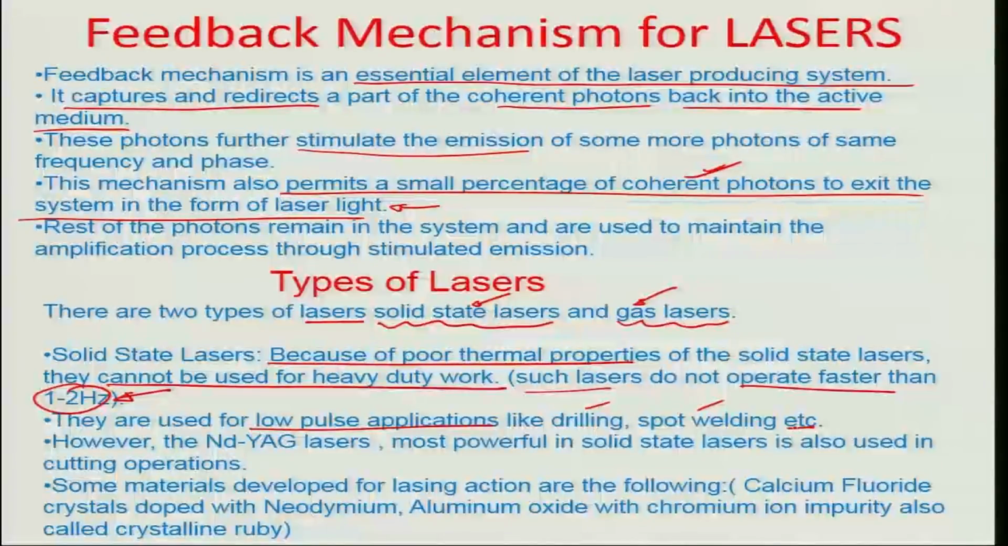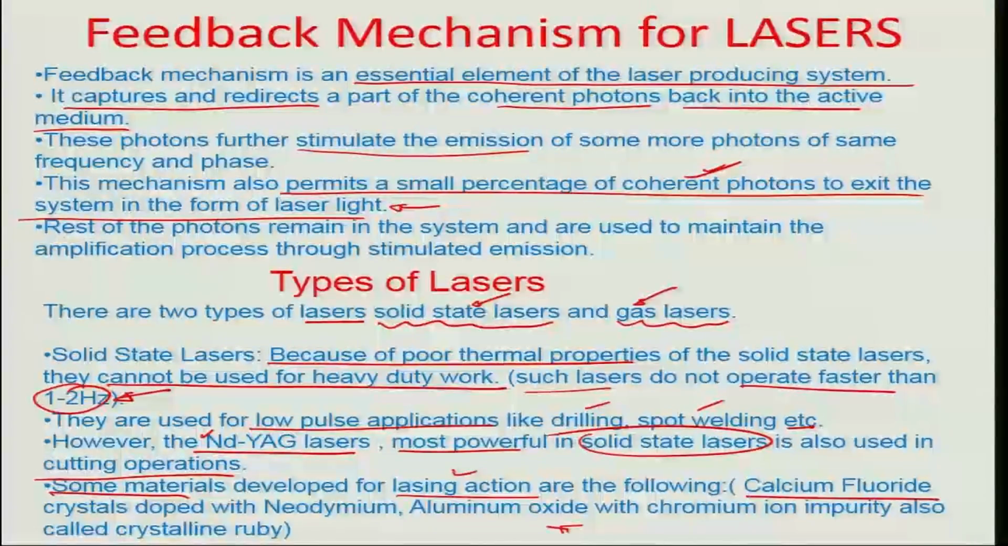The Nd:YAG lasers are the most powerful as far as all the solid state lasers go. Nd:YAG lasers are quite often used in cutting operations, and some of the other materials which have been targeted as lasing mediums and have been reported from time to time include calcium fluoride crystals doped with neodymium, and aluminum oxide with chromium ion impurity, which is also known as the ruby crystal, and so on and so forth. So these are the various types of solid lasers which are available.